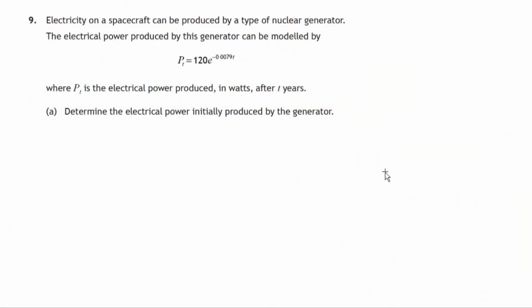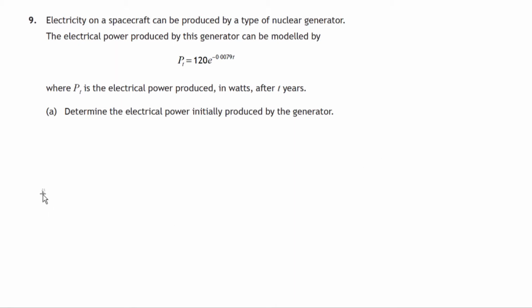Corsi here. In this question, we're told that electricity in a spacecraft can be produced by a type of nuclear generator. We're given a formula that indicates the amount of power in watts that can be produced, and it's 120 times e raised to this negative power, and t is the length of time after the generator starts.